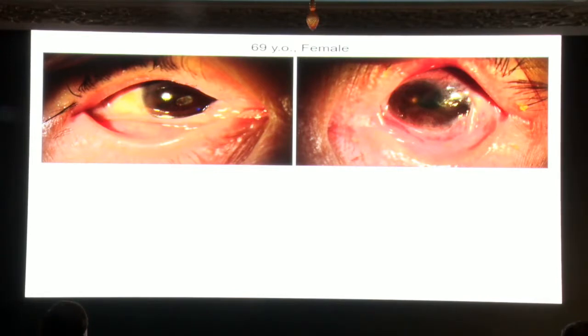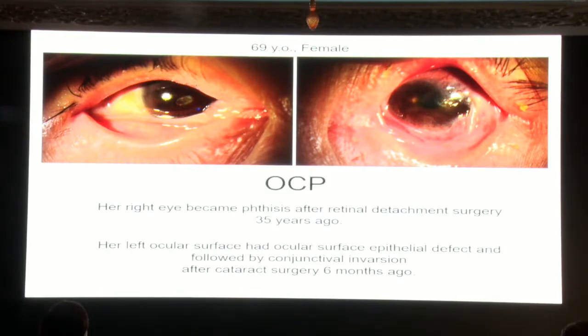This is the ocular surface of a 69-year-old female. This is also OCP. Her right eye became ptotic after retinal detachment surgery 35 years ago. And her left ocular surface had an epithelial defect, followed by conjunctival inversion after cataract surgery 6 months ago.